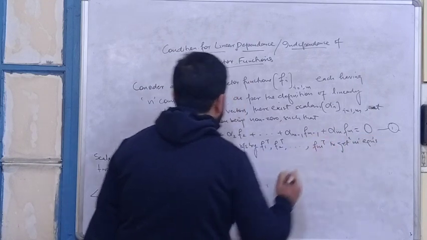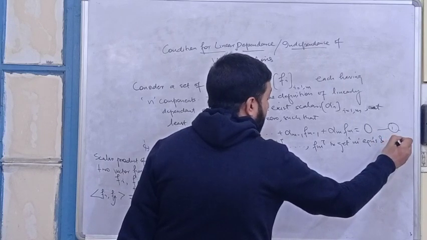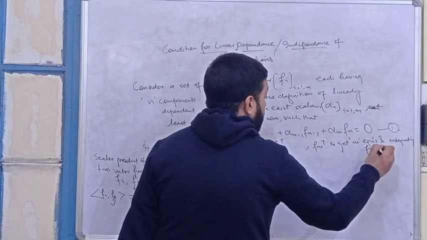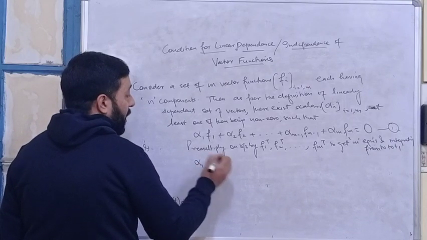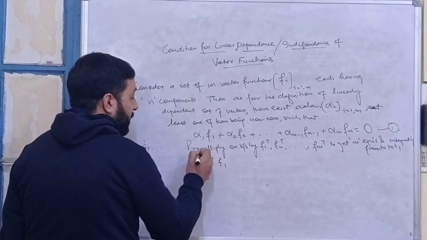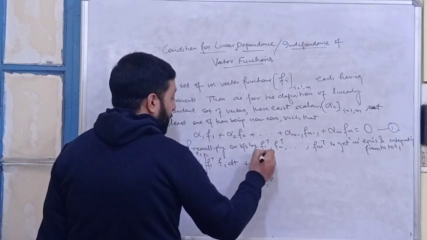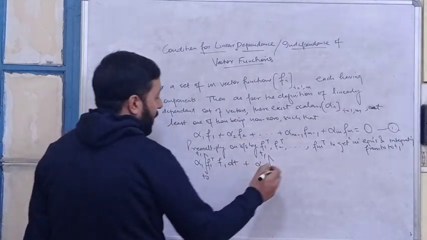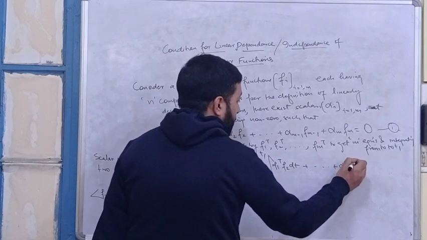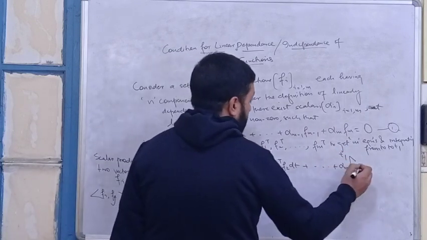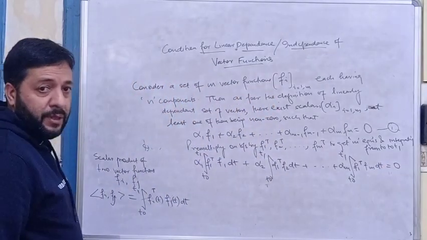What equations will I get? First I will get alpha 1 f1 transpose, and along with it I also have to integrate from t0 to t1. It's like this: alpha 1 integral t0 to t1 f1 transpose f1 dt, plus alpha 2 integral t0 to t1 f1 transpose f2 dt, plus so on, alpha m integral of t0 to t1 f1 transpose fm dt equal to 0.